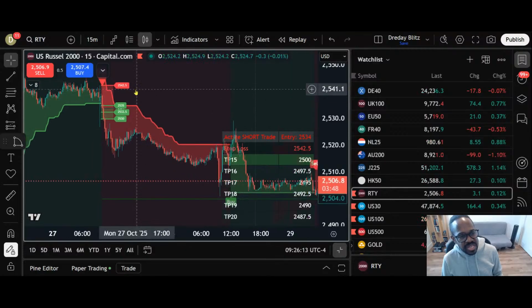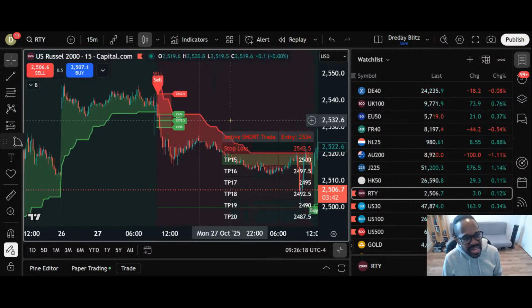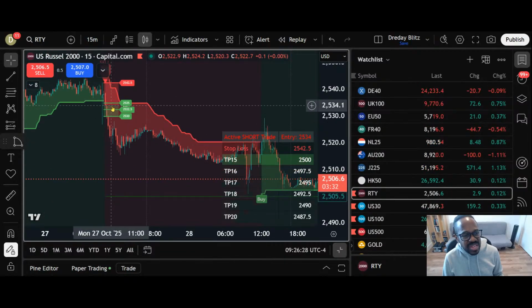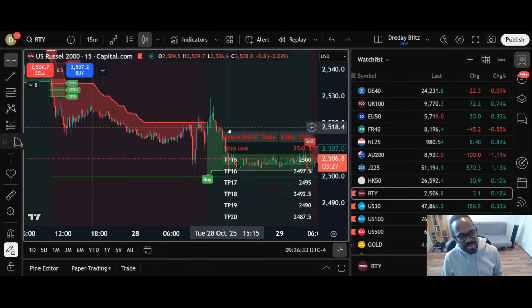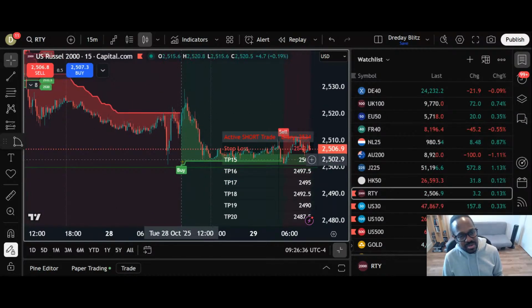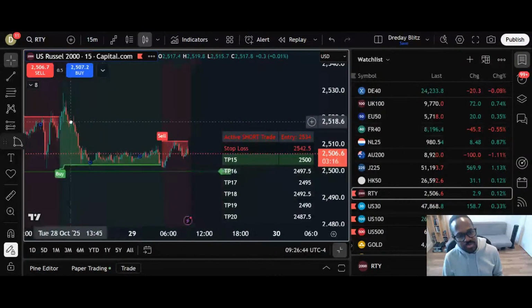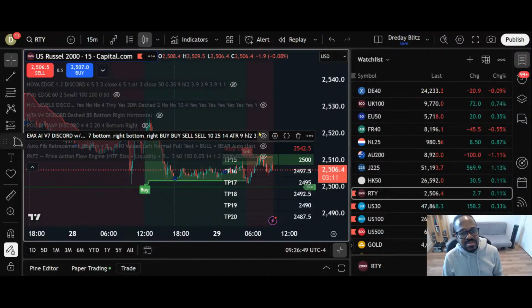So since Monday, we had a sell on Russell, and as you can see, it went to TP 16. If you had to hold on to that trade from there until now, you would be good here. Or when the price started to reverse, you would be out of that trade. So basically, it would be at that point here if you were more conservative. So that's pretty much it on that.